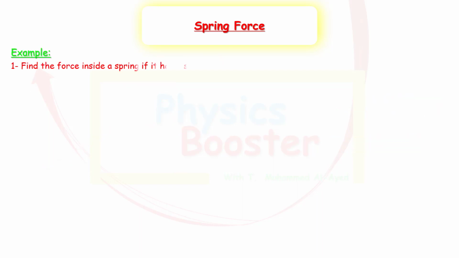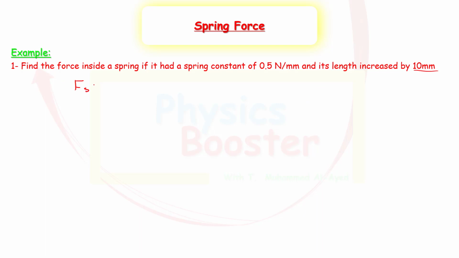Now, let's look at this very easy example. Find the force inside the spring if it had a spring constant of 0.5 newton per millimeter and its length increased by 10 millimeters. So I can simply say that Fs is equal to K multiplied by delta L. K is equal to 0.5 newtons per millimeter multiplied by 10, and we look here that the spring's constant is in millimeters and the length is in millimeters, so I can simply say that I need 5 newtons to stretch this spring by a distance equal to 10 millimeters.